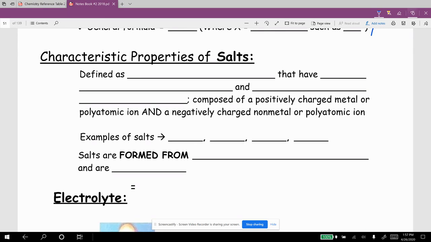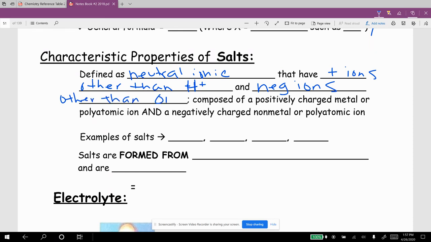All right, so what exactly is a salt? A salt is a neutral ionic compound that has positive ions other than hydrogen, because the H plus is going to mean it is an acid. And if we have negative ions other than that OH minus.